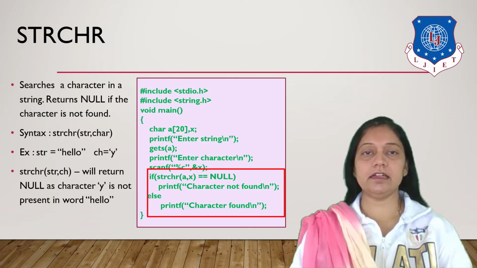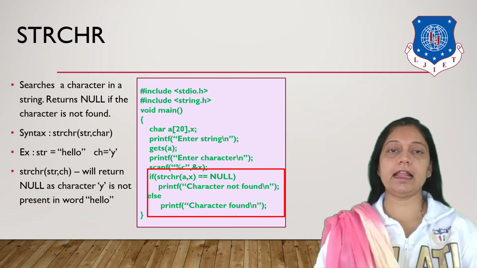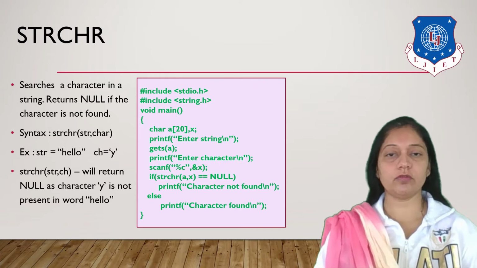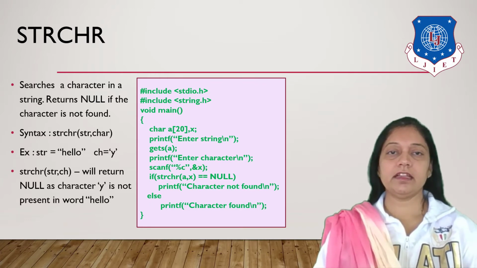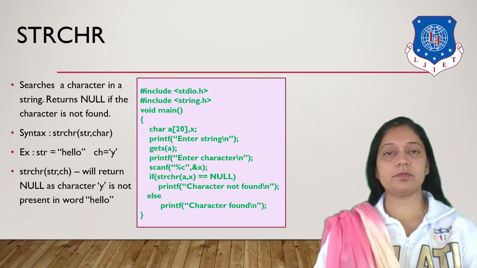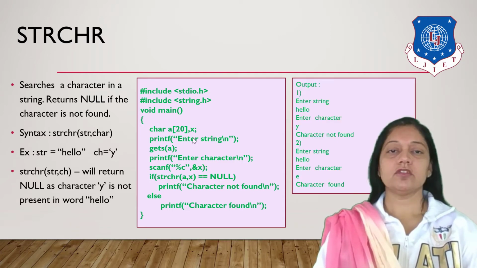Which means if the return value of this function strchr is null, then I'll display the message character not found. If the value returned is not null, then I'll go to the else part and I'll simply display a message that the character is found. So you can use strchr in checking whether the character is present in the string or not, and accordingly display a particular message. So what would be the output?